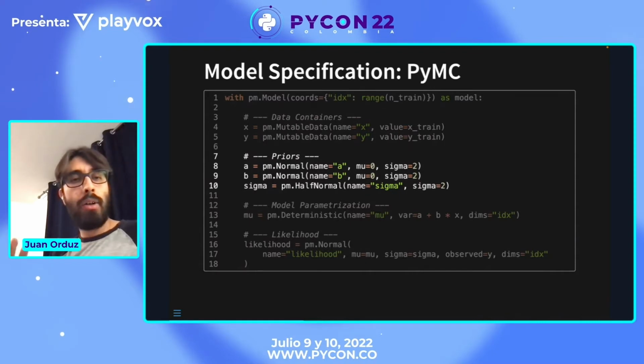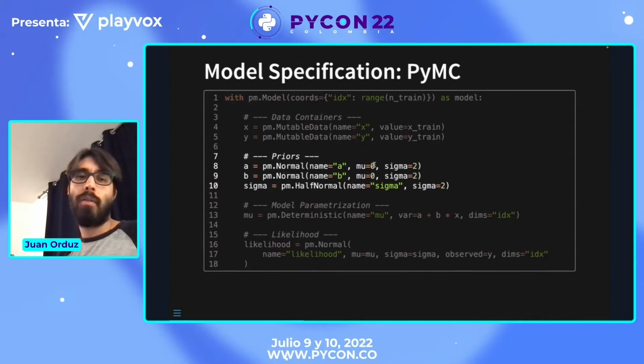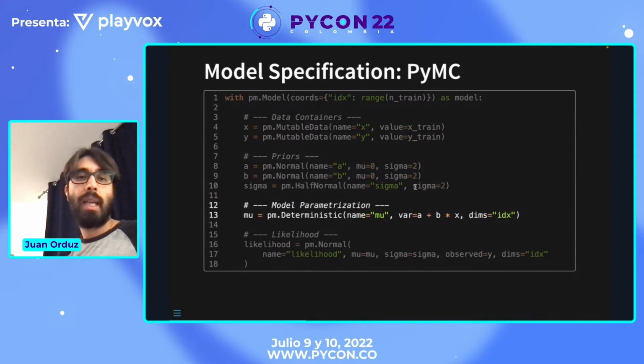Then I have the priors. And notice the beauty of it is that the mathematical formulation or expression is translated very transparently through the priors. So you take A and B distributions with priors mu equals zero and sigma equal two. And for the standard deviation, you take a half normal with sigma equal two. So it's actually the same thing as we saw before.